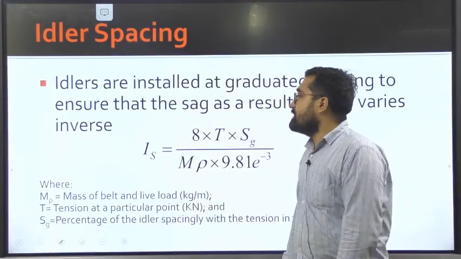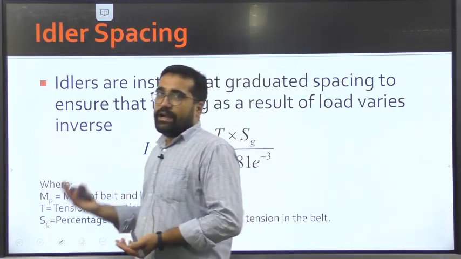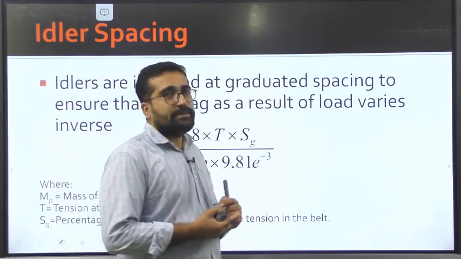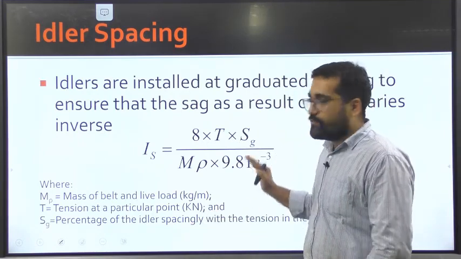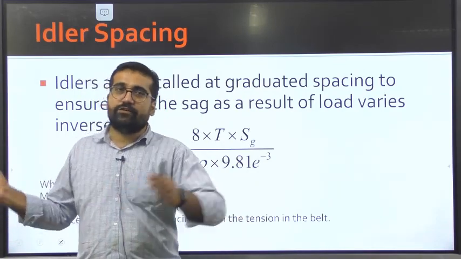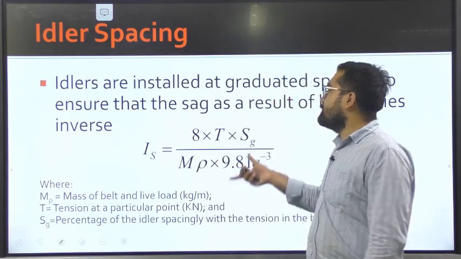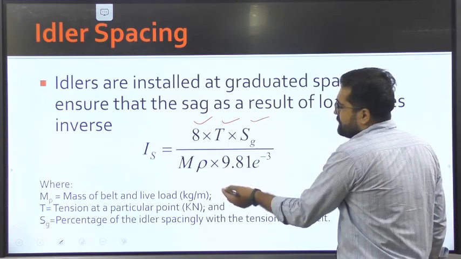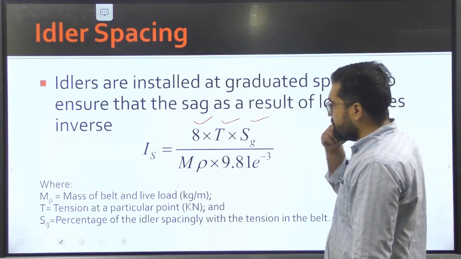So after finding the tension in the belt, now we are going to design the spacing of the idlers. Idlers or rollers, what should be the spacing between two rollers? Generally the spacing between two rollers is mostly equal to the width of the belt. That was the thumb rule, but we can find the spacing of idlers by using this formula, which is equal to 8 into Ts into Sg divided by (m rho into 9.81) into 10 to the power minus 3.